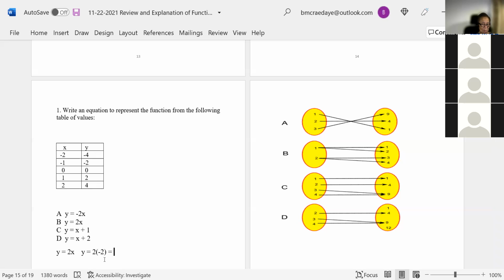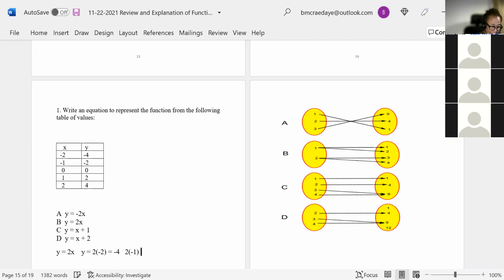-2 is -4. Plus or minus? No, you said a 4. Is that +4 or -4? -4. That's right, -4. So 2 times a -2 is a -4. That's correct. Now, what's 2 times a -1?